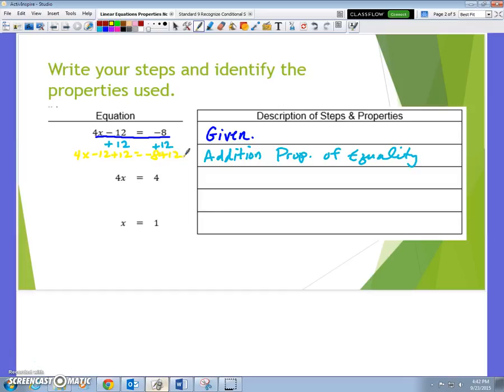And I'm going to go ahead and simplify, but I'm not going to call it simplifying because something special happens here. When I do negative 12 plus 12, it gives me 4x plus 0. They're additive inverses. I'm going to go ahead and simplify this at the same time. Call that 4. So now I have 4x plus 0 equals 4. And that was the additive inverse property.